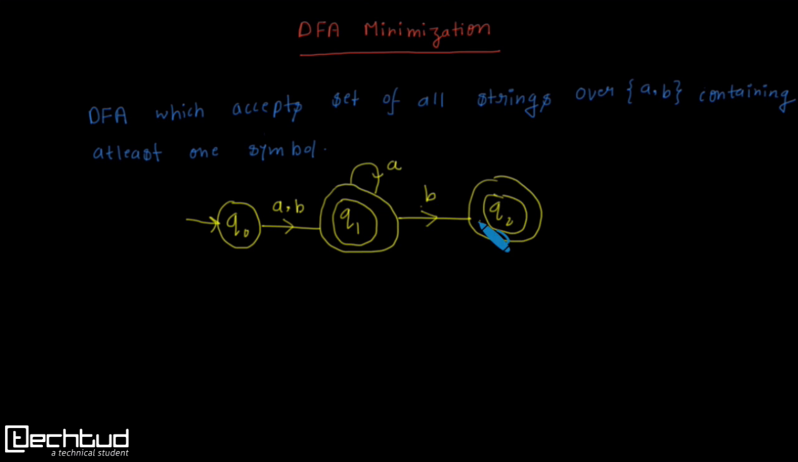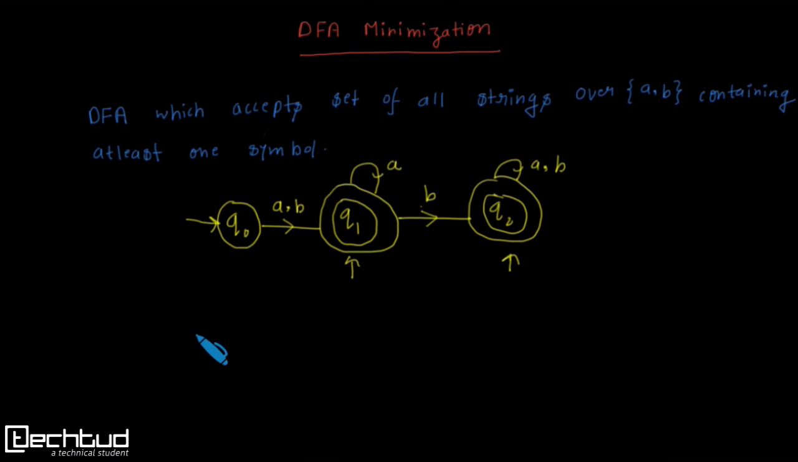One may draw a DFA and say that this is a DFA that will accept all the strings over a comma b containing at least one symbol. Fine, and this is an absolutely fine DFA. But one may argue that you can also draw the DFA with only two states. Here you can see that these two states are redundant.